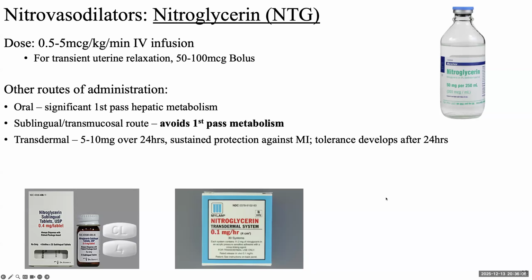So when we dose nitro, your infusion is anywhere from 0.5 to 5 mics per kilo per minute. And again, for that use of transient uterine relaxation, you might want to bolus 50 to 100 mics. There are other routes of administration as well.